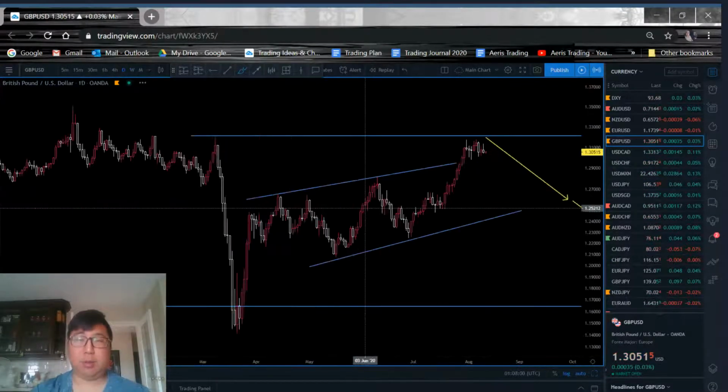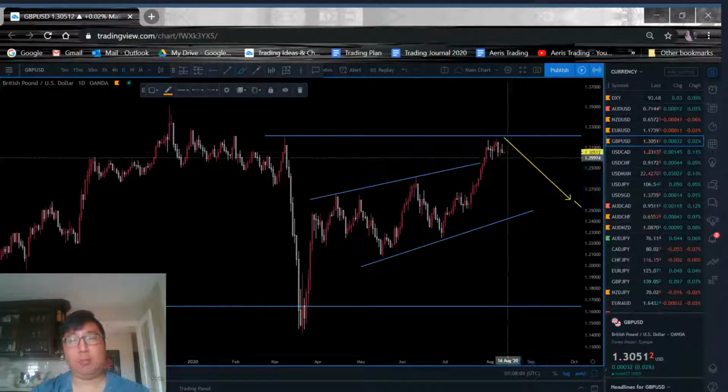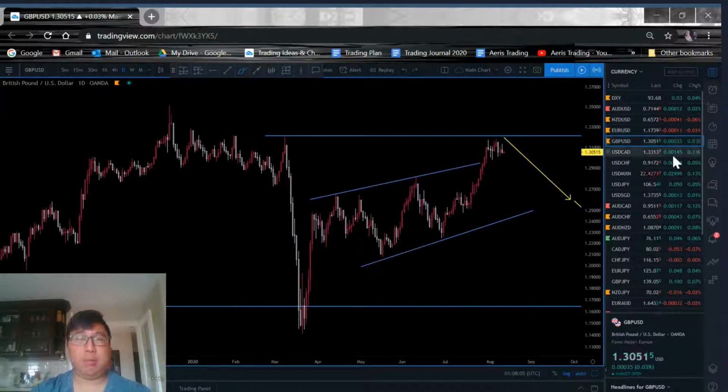We're still in this overall structure, and there's just so much room for the downside. So I don't want to miss this trade as well. Okay, so that is pound dollar. Let's move on to a couple other pairs.